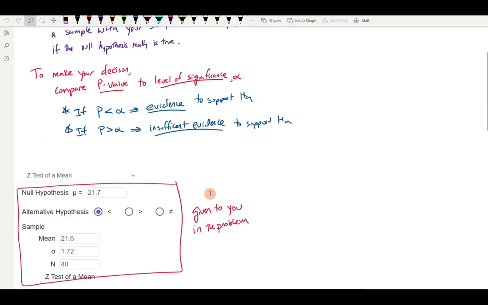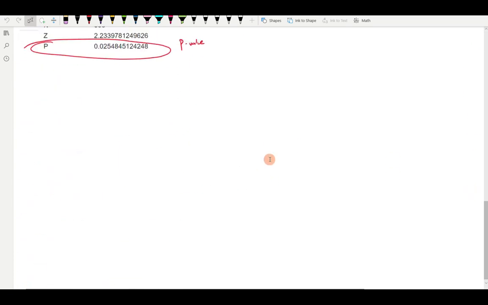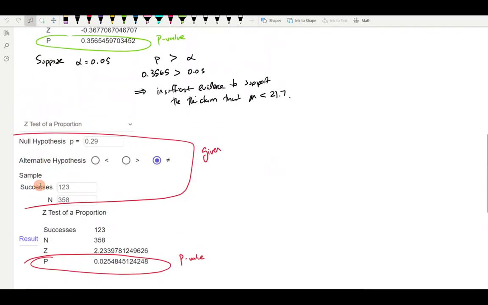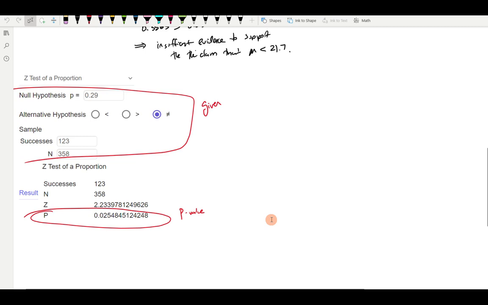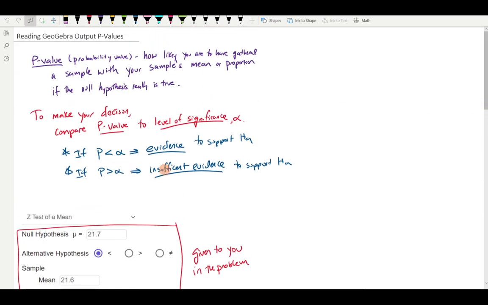That is the probability of how likely we would have gathered this particular sample with this particular proportion. In this case, it's the probability that we would have gathered a sample that had 123 successes out of 358 people if it was really true that the true population proportion was 29%. Again, to make our decision, I want to compare my p-value to the level of significance.